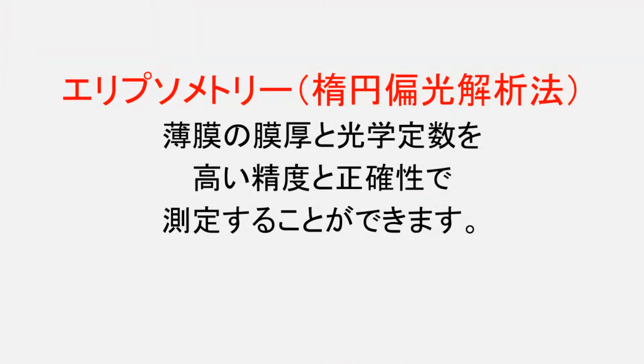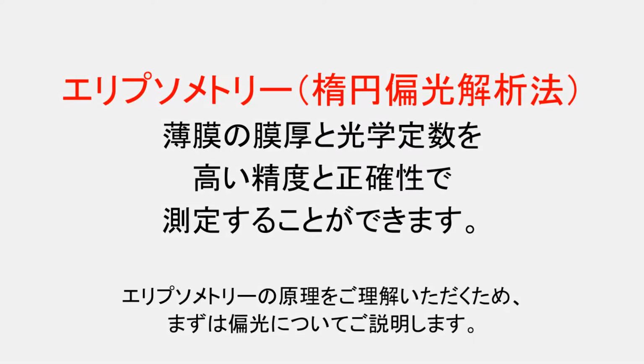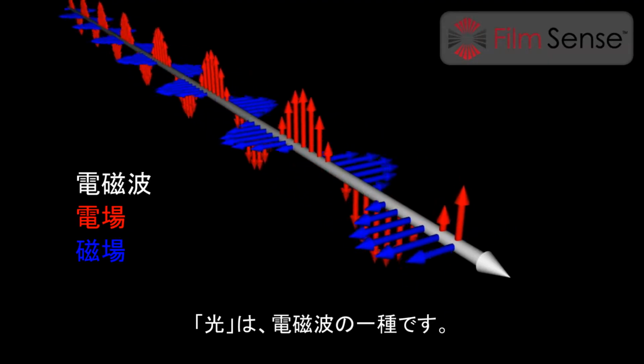Ellipsometry can measure the thickness and optical constants of thin films with high precision and accuracy. To understand how ellipsometry works, we must start with a description of polarized light. Light is an electromagnetic wave.